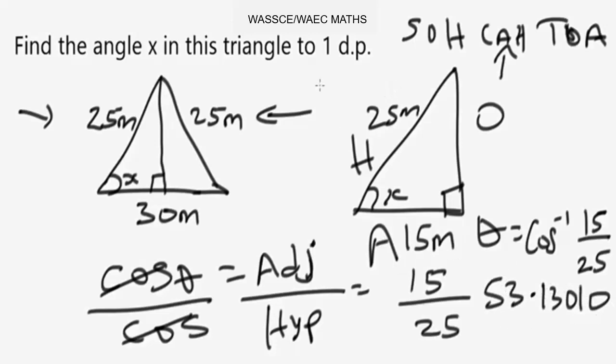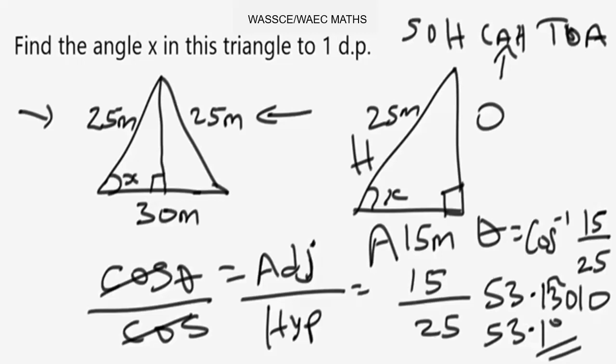So since we are asked to leave it to one decimal place, this 3 after 1 is not up to 5, so you will not approximate this 3 here. So the answer will be 53.1 degrees. All right, so that will be the answer to this question. It's as simple as that, guys.